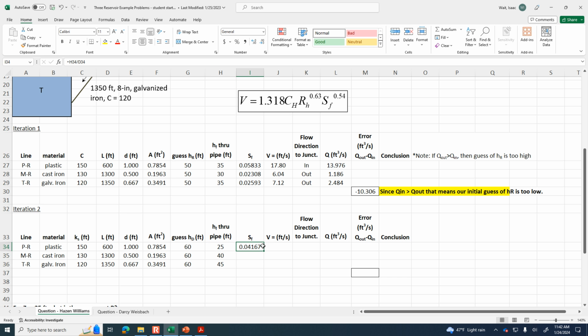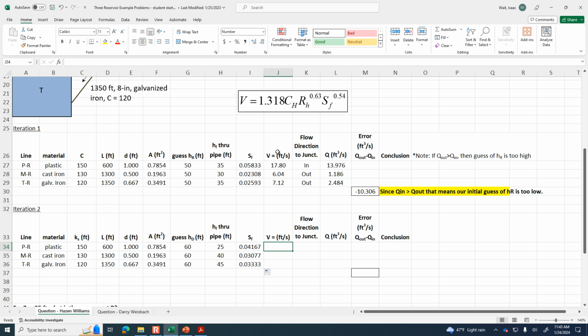So you can see that now the slope of the energy grade line for pipe PR is lower than it was before, so that's going to reduce the velocity, it's going to reduce the flow rate. These energy grade line slopes are higher, so that's going to give us more flow rate. It's going to bring it closer to being balanced.